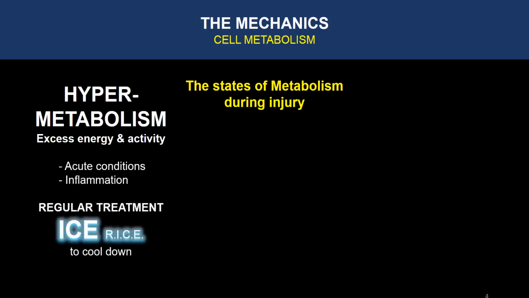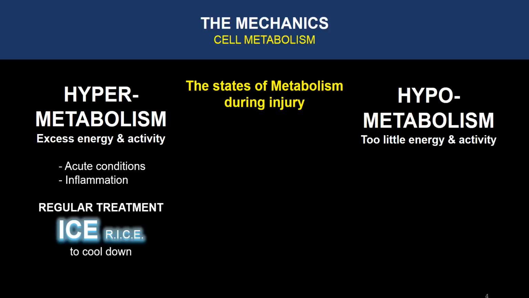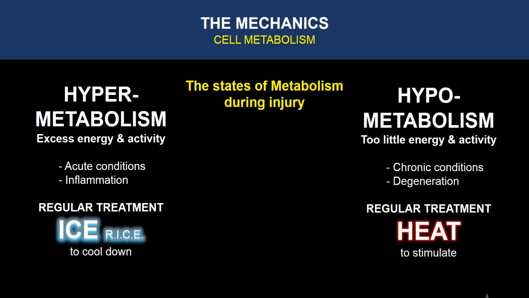The regular treatment is ice or RICE. RICE is rest, ice, compression, elevation. So what we do is we cool down when there is a hypermetabolic condition, and the other side is a hypometabolic condition, where there is too little energy and activity, and this happens in chronic conditions. We apply heat to stimulate. So these are the two extremes.